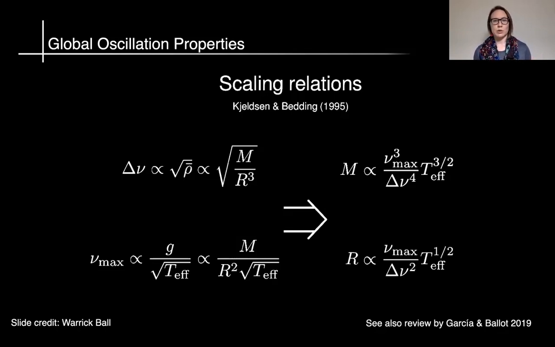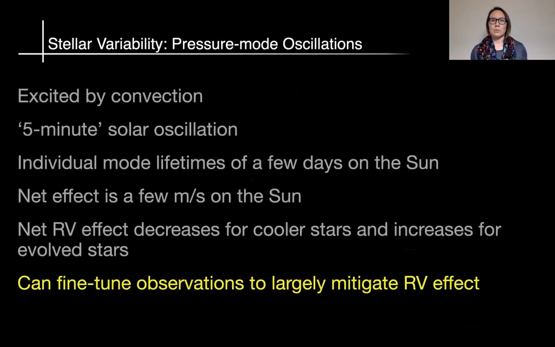But I would really encourage you to take a look at these papers I've put up here to learn a lot more about astroseismology. The main takeaway that I want to leave you with is that the pressure mode oscillations, or the p modes, are excited by convection. For our sun, there's a 5-minute solar oscillation. That's the area where it rings at that frequency. These individual modes can live for a few days on the sun, and the net effect is a few meters per second.